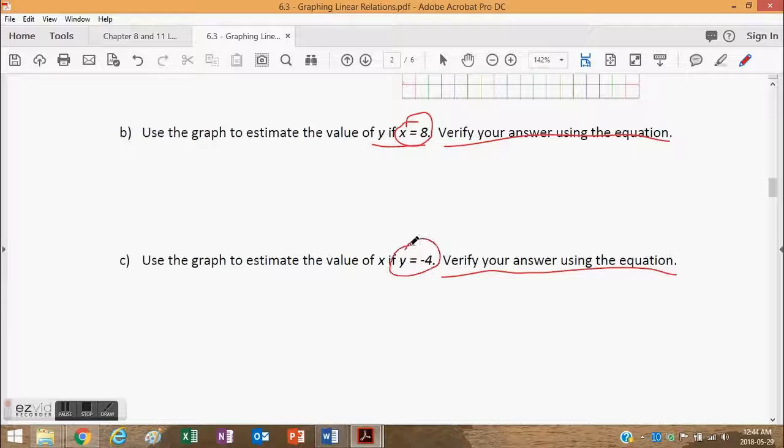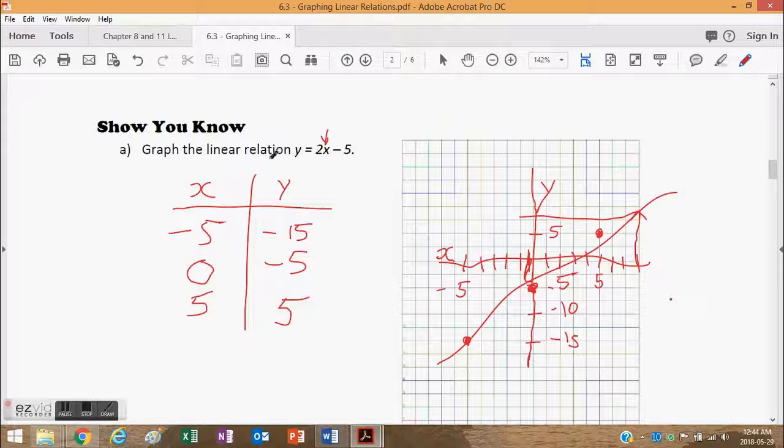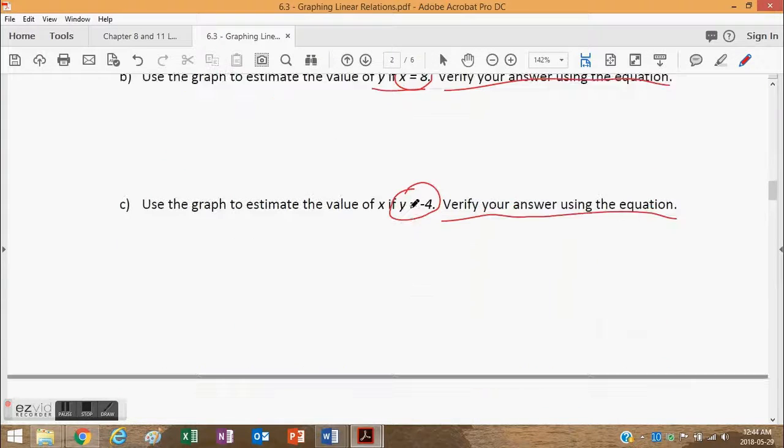Down here, y is equal to negative 4. So, okay, negative 4 is equal to 2x minus 5. Let's add 5 to both sides. And at this point, we're going to have 1 is equal to 2x. Divide both sides by 2, x is equal to 0.5.